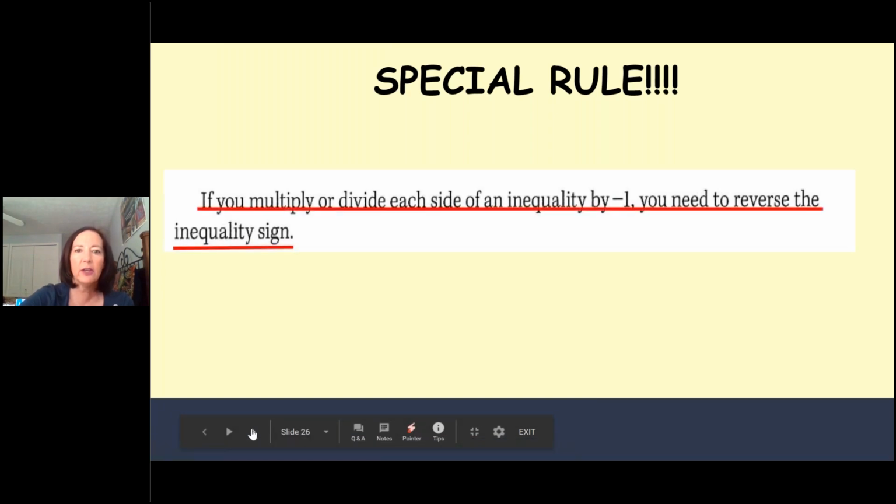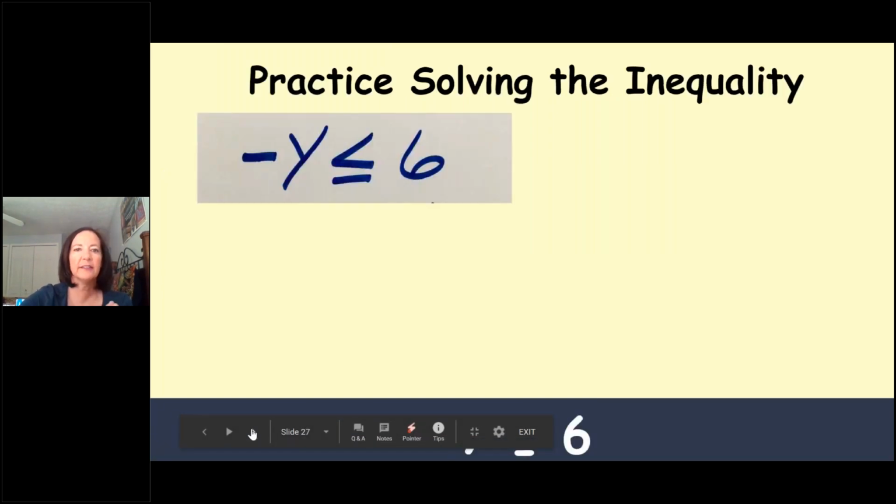Okay, so let's practice here. Practice solving the inequality. Oh, okay, I see it. So Danielle, I'm going to let you go ahead and do this one. So how would you solve it? So for this, to get that negative off, y by itself, we gotta flip that to greater than or equal to. Then it's gonna be 6.